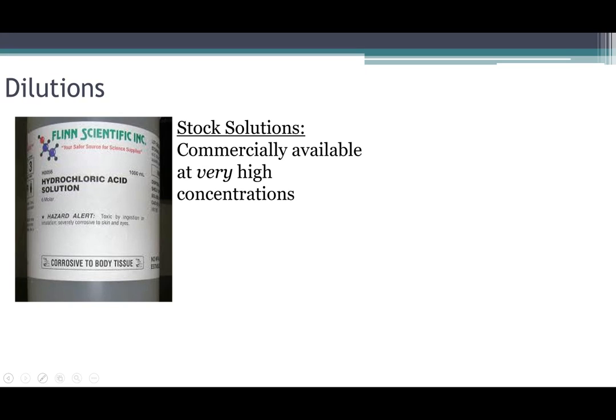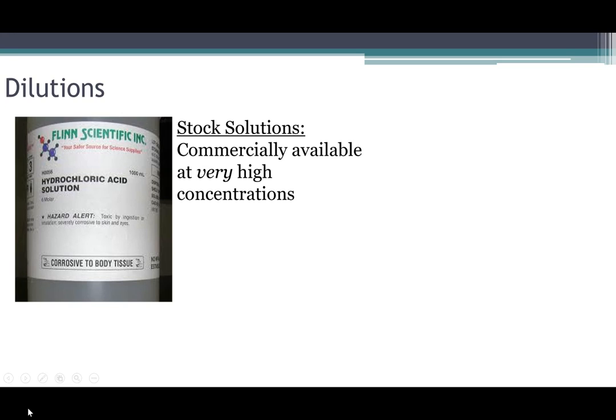Stock solutions are what we order in a laboratory setting. So stock solutions are commercially available at very, very high concentrations. So like 12 molar hydrochloric acid. If you put 12 molar hydrochloric acid on any specimen, biological or chemical, it likely would just ruin the specimen, or it'd react so quickly that you couldn't actually observe what was going on. So we can't use these very high concentrations.